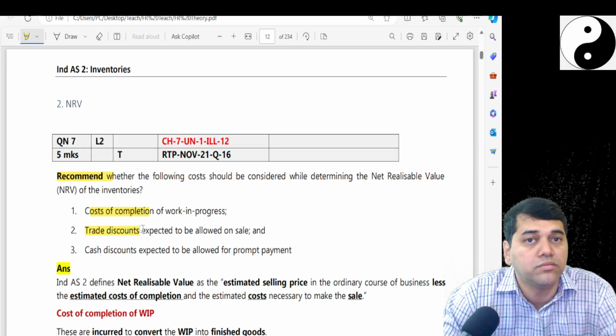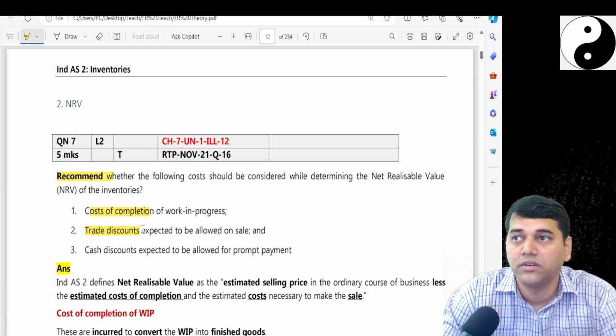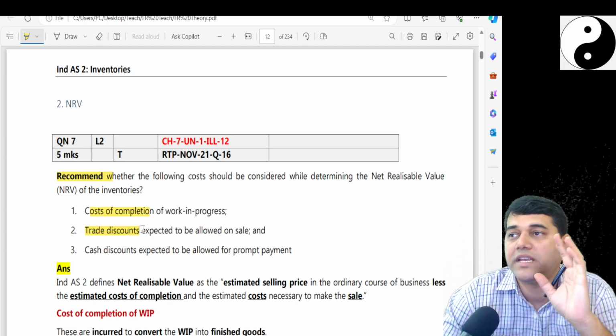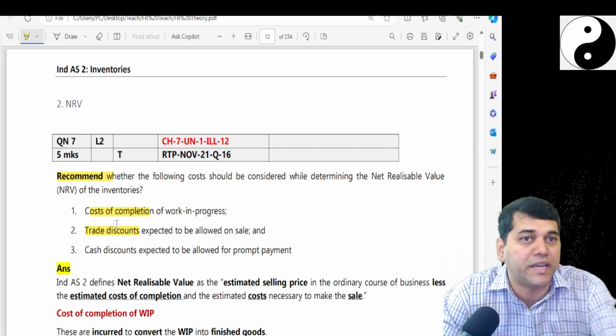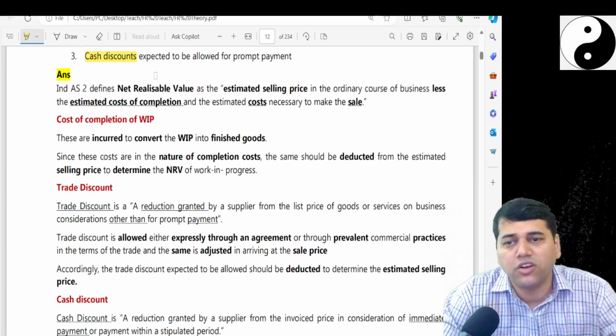Trade discount. You have planned to give one trade discount. List price is 10 rupees. Your trade discount is generally 1 rupee. Included. So what is my NRV? 10 rupees or 9 rupees? 9. That's why trade discount is part of my NRV. Cash discount? No. So how do you write in the exam?